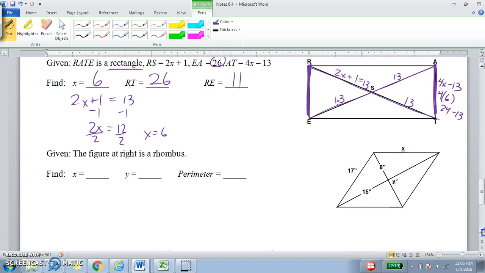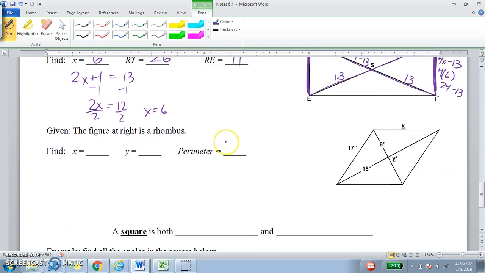Down here, this figure is a rhombus. We have to find x, y, and the perimeter of the entire figure. So to find x, since it's a rhombus, we know all the sides are congruent. So if this is 17, x is 17.